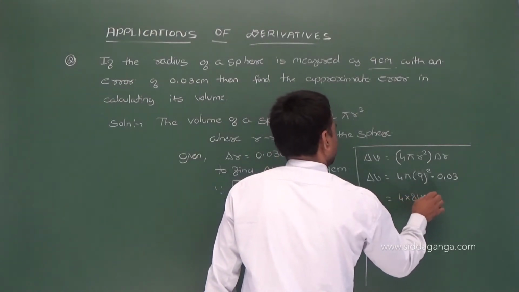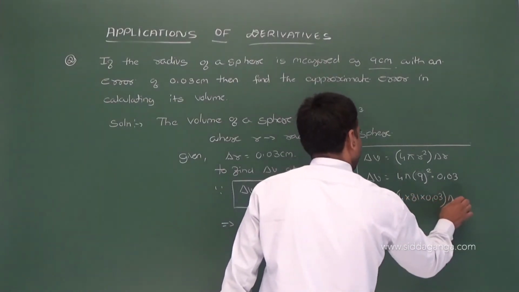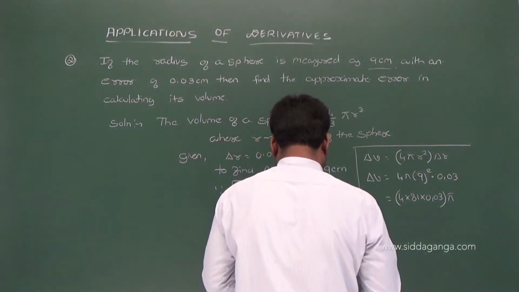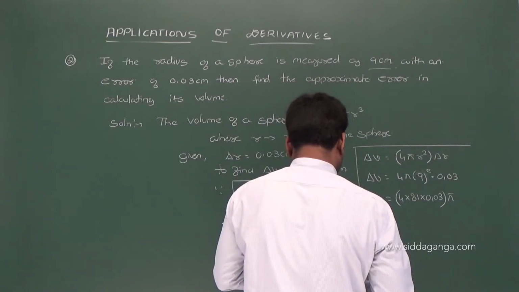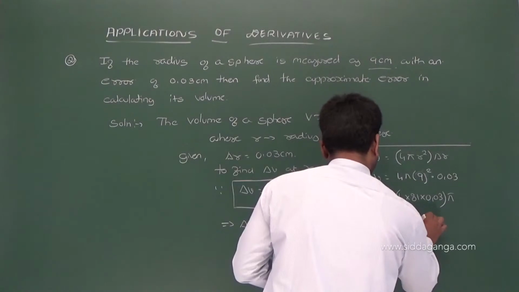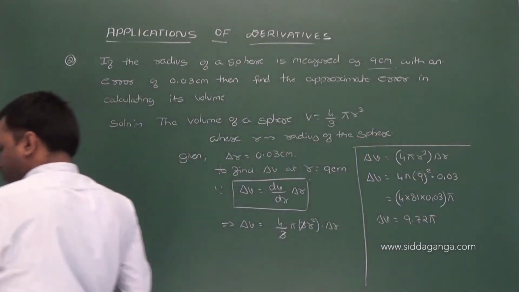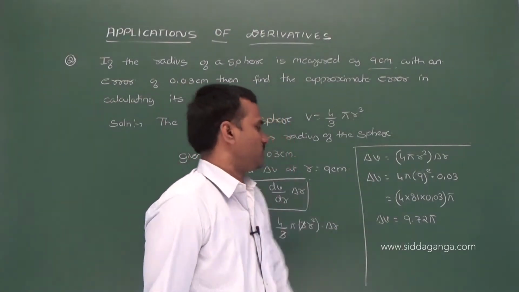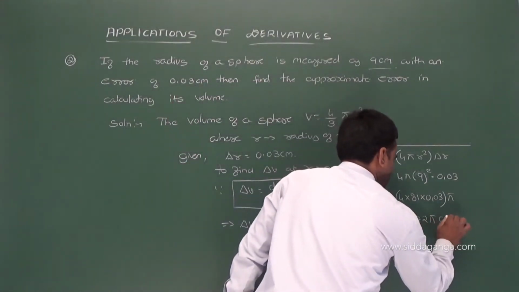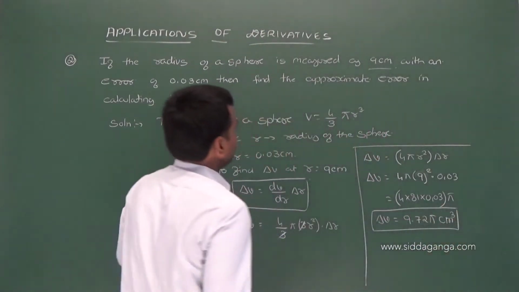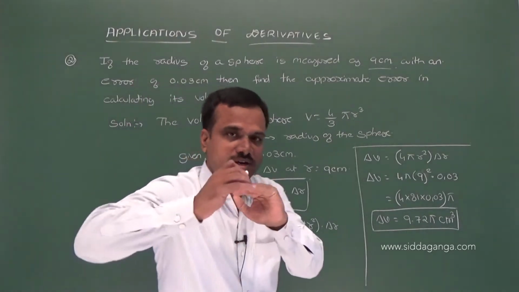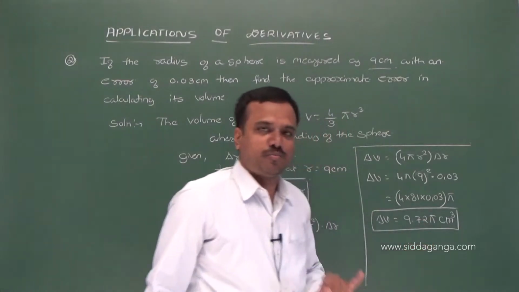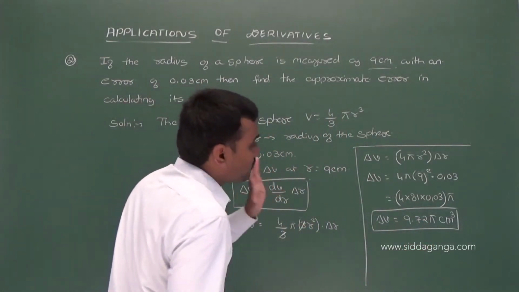You also calculate. 4 into 81 into 0.03 into pi is 9.72 pi. Delta V is equal to 9.72 pi. Is it over? No. We have to write the unit also. He has given in centimeter, so the unit is centimeter cube. Then it is over. Approximate change in volume, delta V is equal to 9.72 pi centimeter cube. This is a very important problem for 3 mark questions.